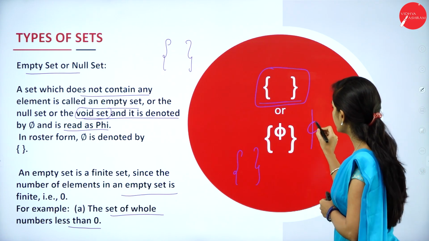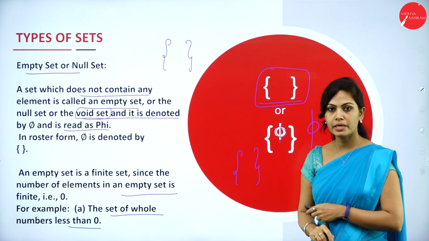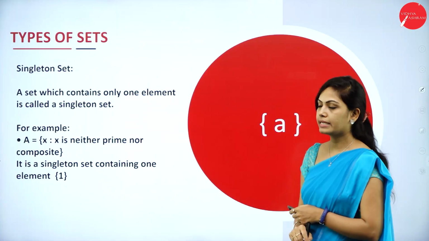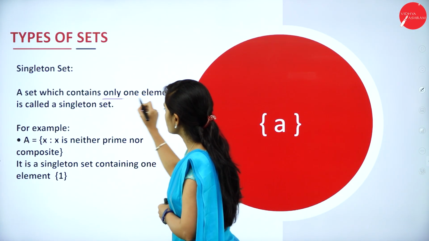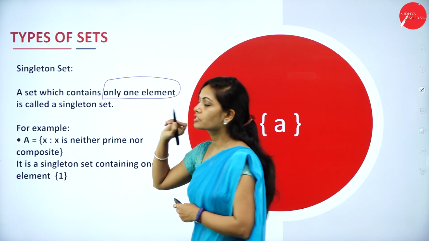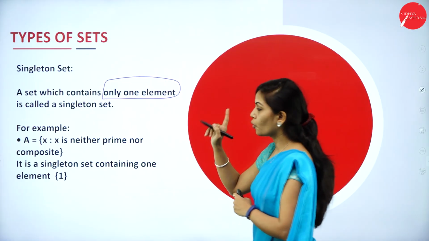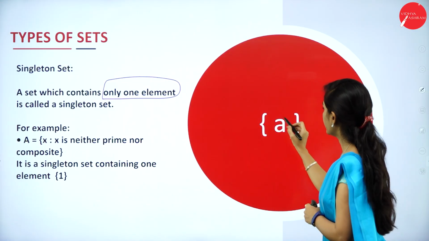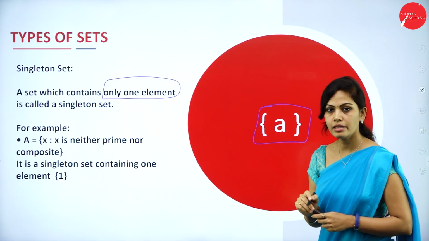So it is represented by the symbol called phi. And the next type is singleton set. A set which contains only one element is called a singleton set.